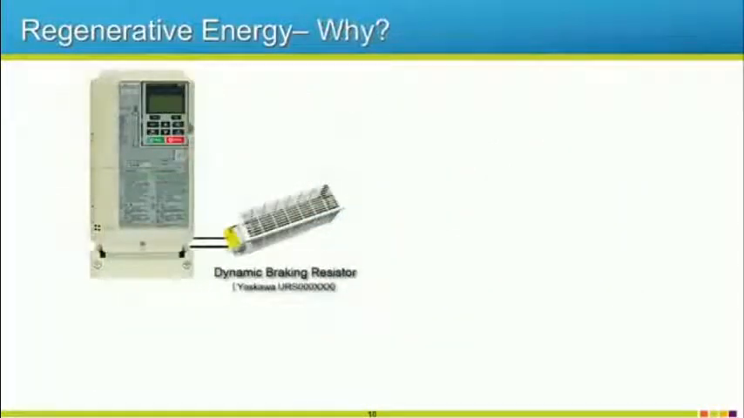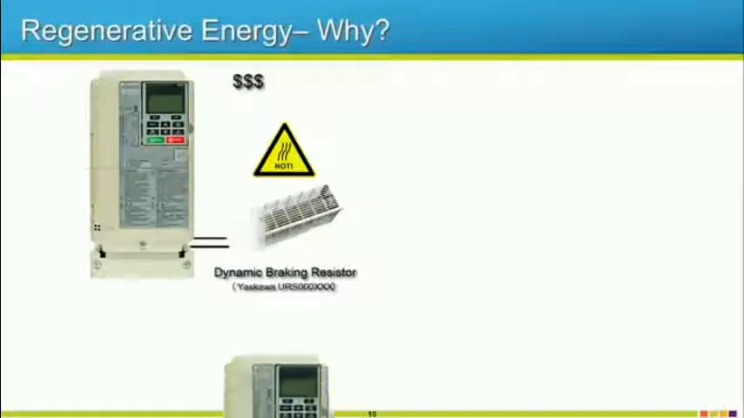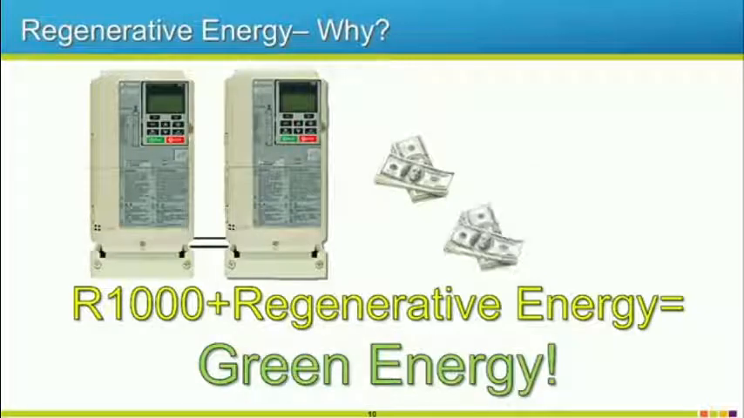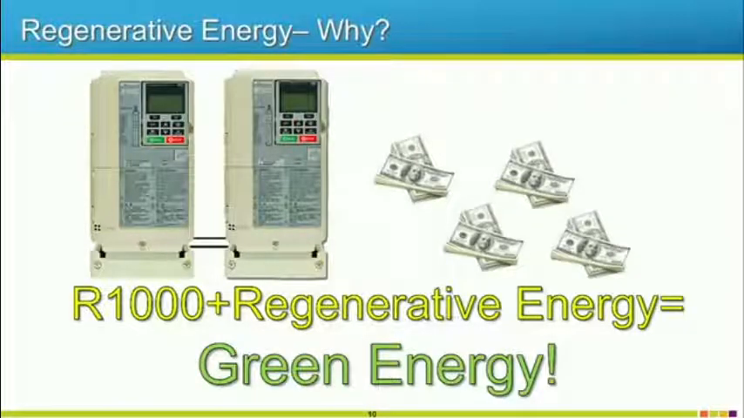Regenerative energy is typically cast under a negative light since it can cause faults and also downtime, which can be costly. Oftentimes it is addressed with a series of resistors. As we know, this is dynamic braking, and these resistors will simply burn off that regen as heat, which is wasteful. This is pretty much the equivalent of burning your money. The R1000 captures this energy and applies it back onto the line. The R1000 makes regenerative energy green energy.